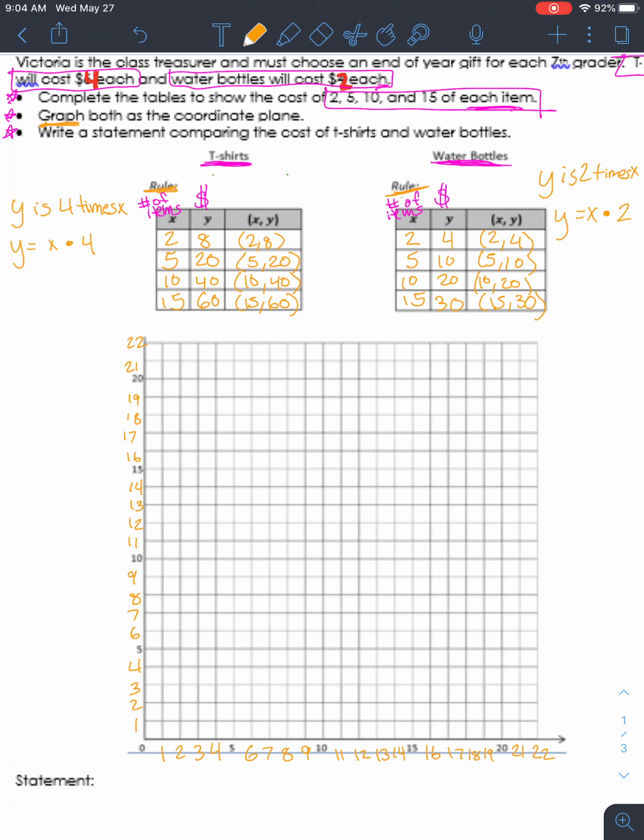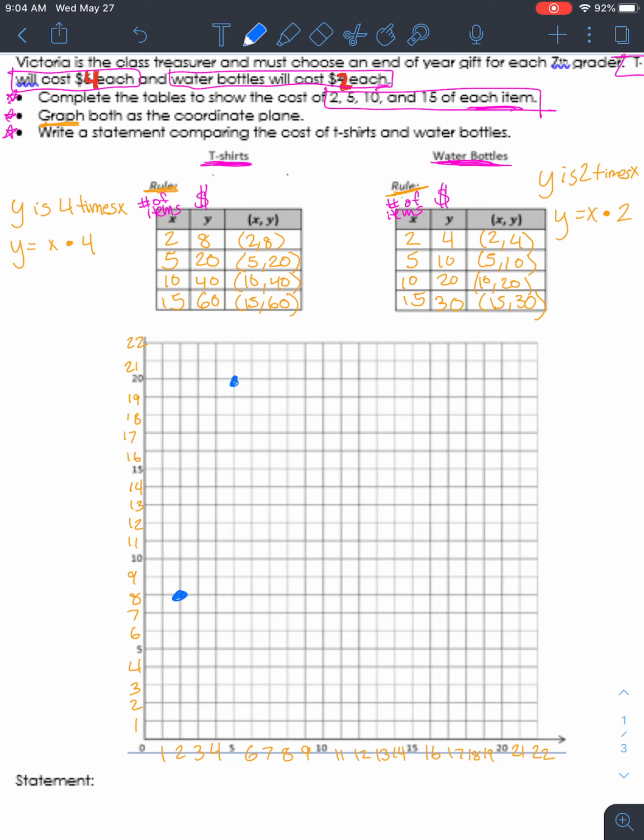All right, getting started. So the first thing I'm going to graph are the t-shirts. So I'm looking for 2, 8. Then I'm looking for 5, 20. Then I'm looking for 10, 40. But I'm noticing that I do have 10 on my x-axis, but I'm not going to have 40 on my y-axis. That's okay. You could draw a larger coordinate plane if you'd like.